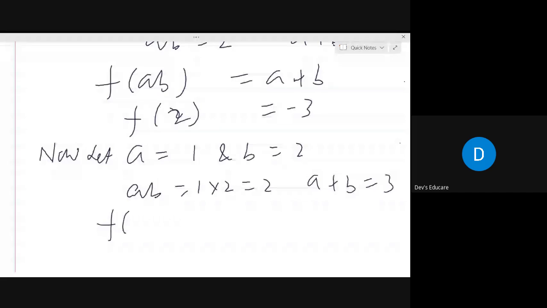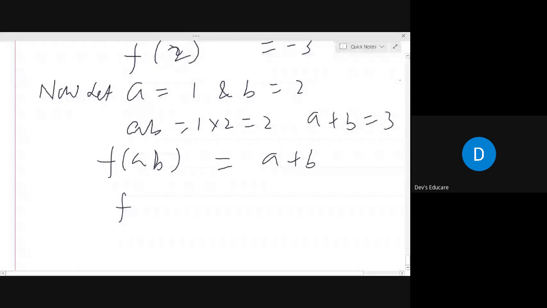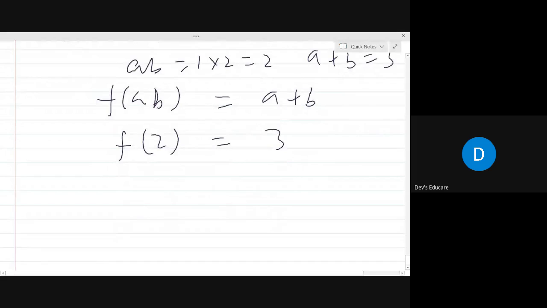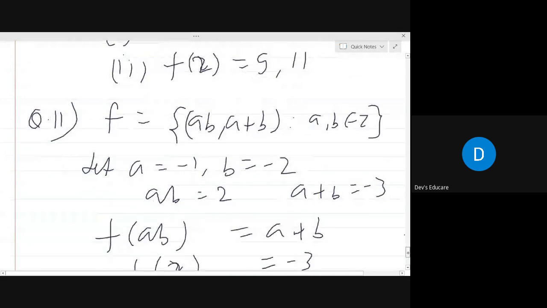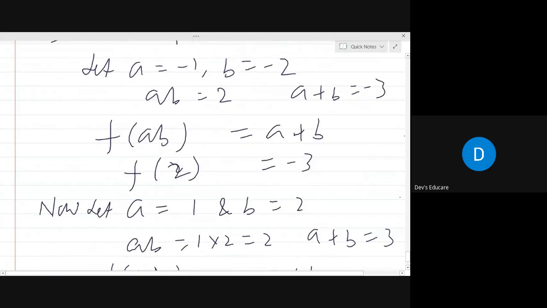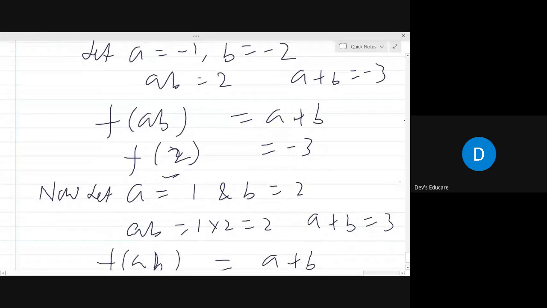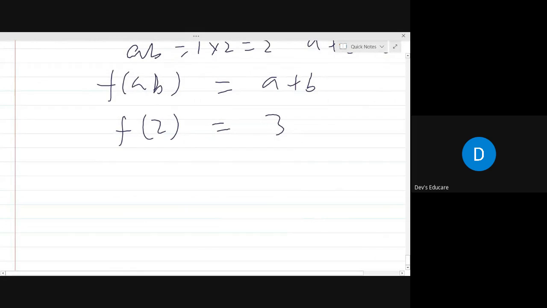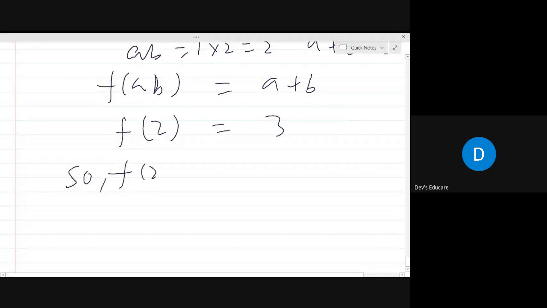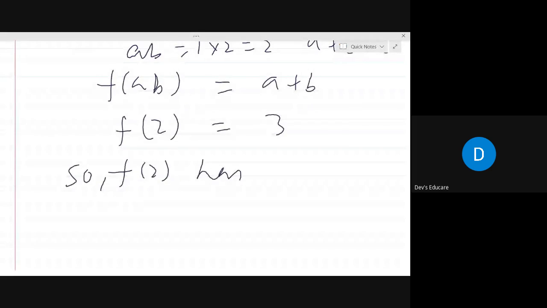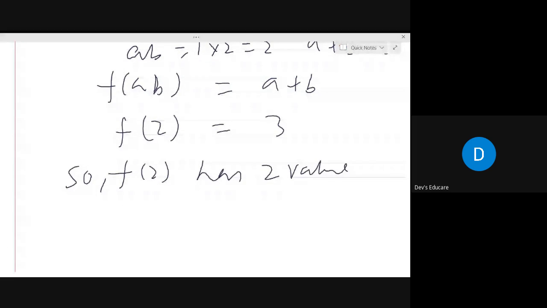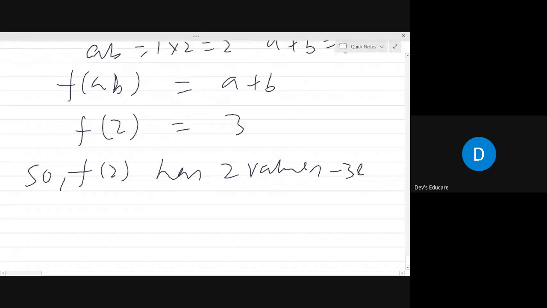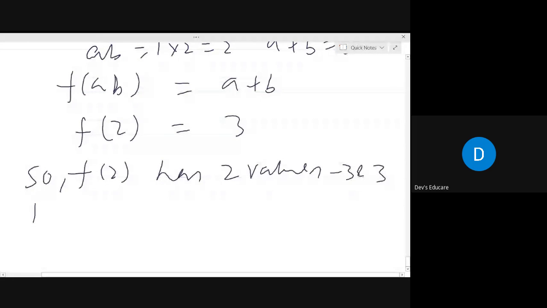So f of ab equals a plus b. F of ab is what? 2, and a plus b is 3. Okay. So we see that f(2) has two values, -3 and 3. Here we have f(2) equals -3 and here we have f(2) equals 3. So f(2) has two values, -3 and 3. Hence it is not a function.